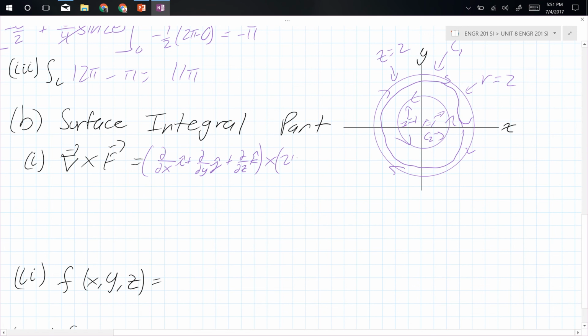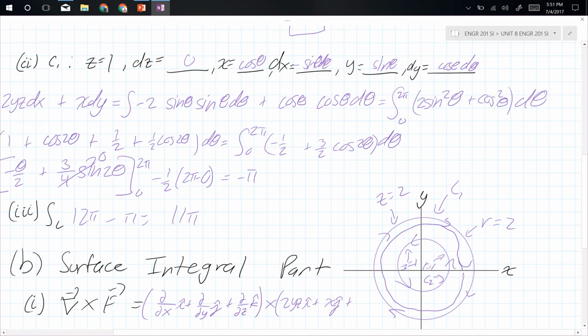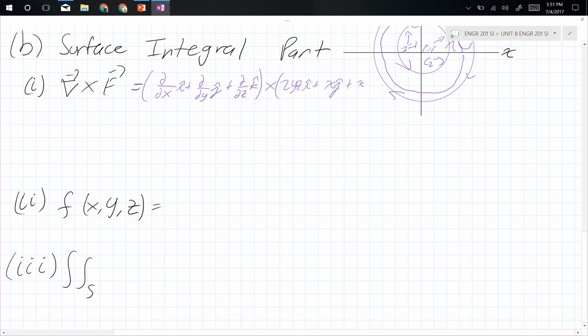With our force, I think it's 2yz i plus x j plus, what is it for k? xy k. All right, so we cross this. We're going to do i, j, k, partial with respect to x, partial with respect to y, partial with respect to z, and we'll have 2yz, x, xy.